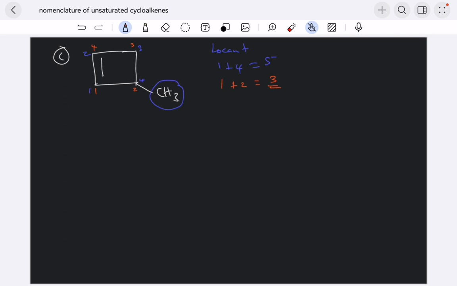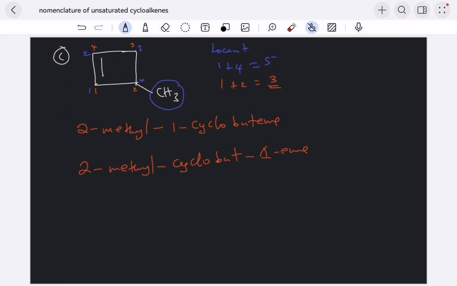So we'll identify the position of methyl as 2-methyl. Then we can say 1-cyclobutene, which can also be written as 2-methyl, then cyclobut-1-ene.